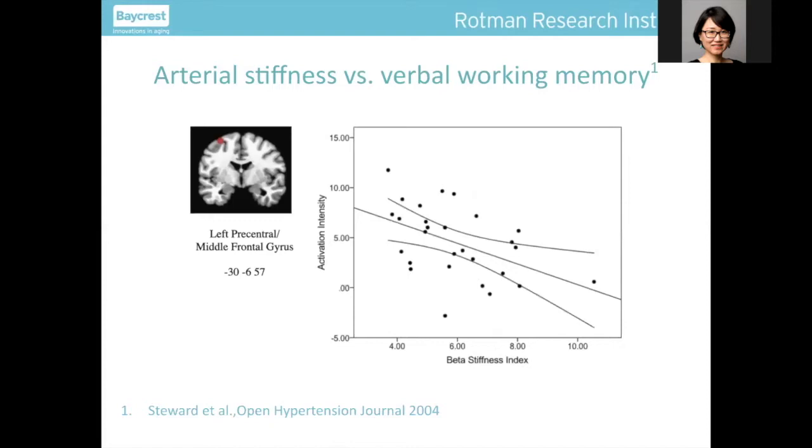So what then can we conclude by looking at common age-related vascular conditions versus function and cognition as measured using fMRI? This is a paper from a while ago, 2004, looking at the association between the beta stiffness index and working memory. You can see this is in agreement with what we would expect. Working memory activation as measured using fMRI goes down as the stiffness goes up.